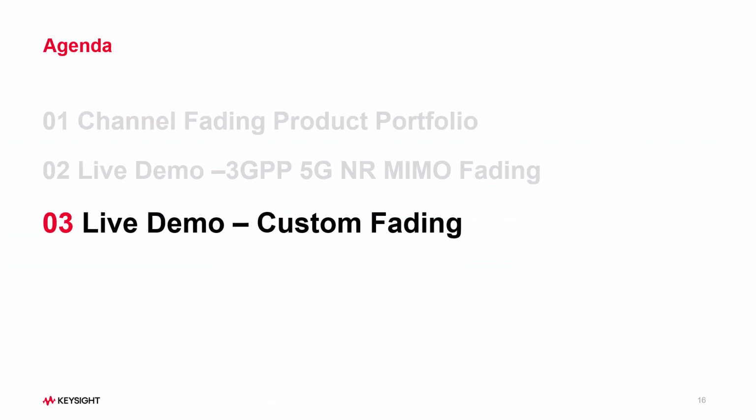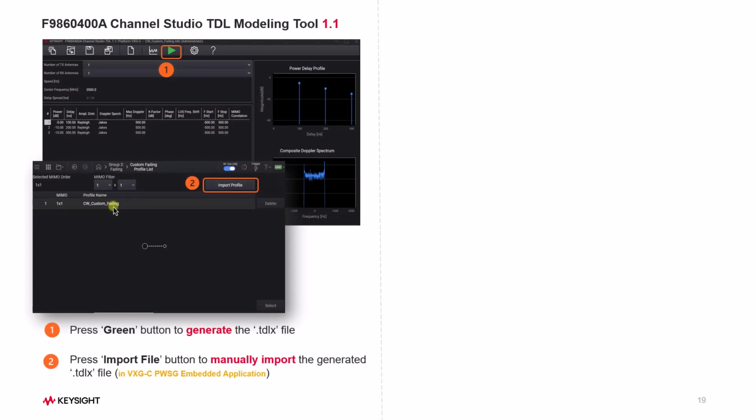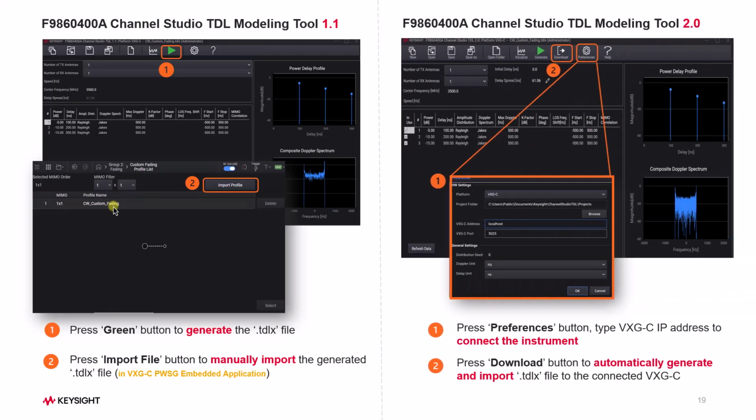Now let's see how to create and apply your custom fading model using Channel Studio. In the past, with version 1.1, you had to manually import the model to the VXG-C. But with the latest version 2.0, it's much easier. Just click the Download button and the model file will be generated and sent straight to the connected VXG-C. Super convenient. If you haven't upgraded, I highly recommend it.